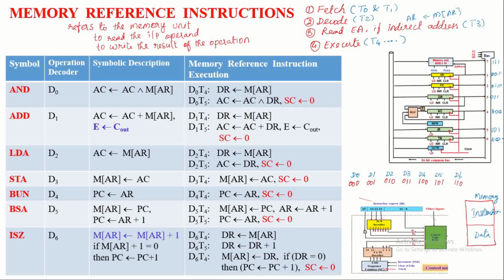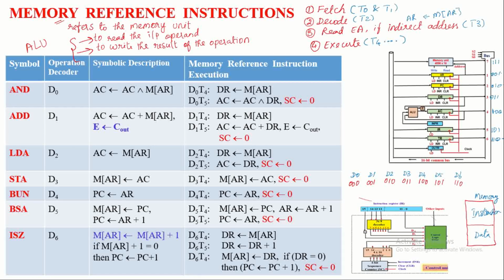Since instructions are being executed, the memory unit is referred to either to read the input operand, or to write the result of the operation to the memory unit, or for performing both. That's why these instructions are known as memory reference instructions. As well, memory reference instructions are performed by the ALU unit.